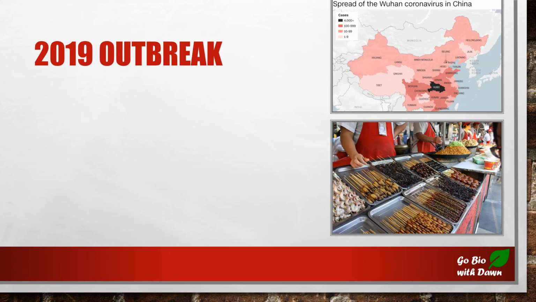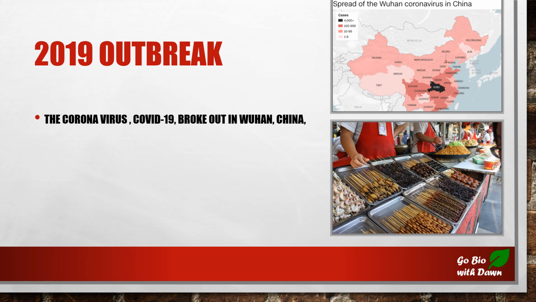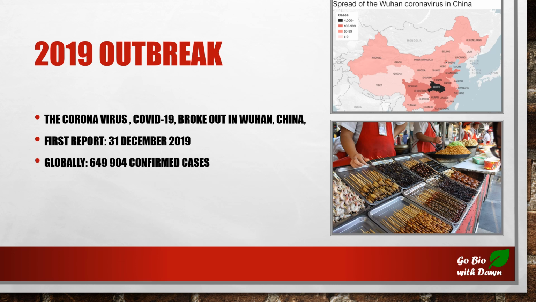COVID-19 recently broke out in Wuhan, China. The first cases of this disease were reported on the 31st of December 2019. As of the 29th of March 2020, globally there are more than 600,000 confirmed cases, more than 30,000 cases which have resulted in death, and a little over 100 of these cases which are people who have recovered.